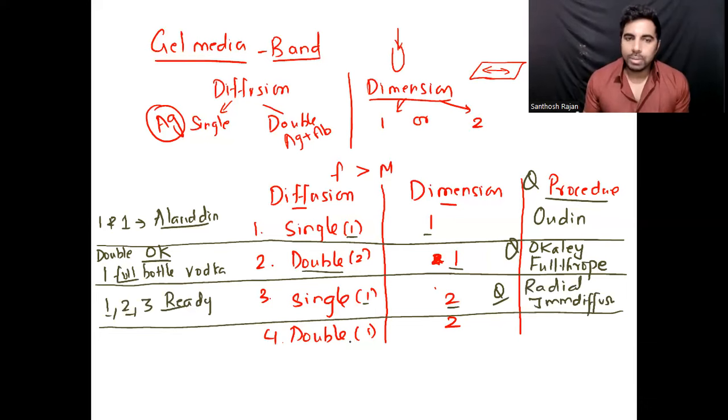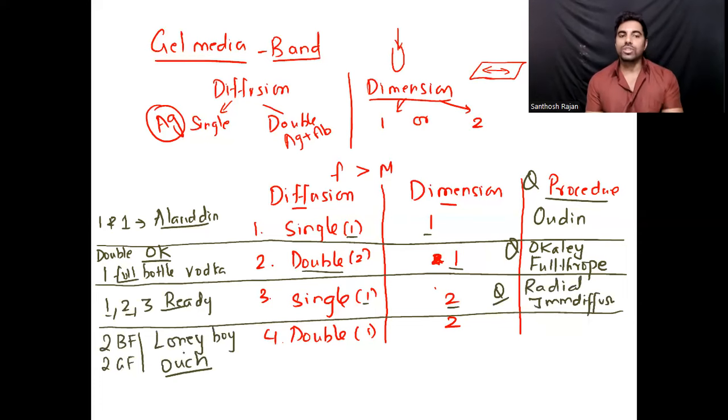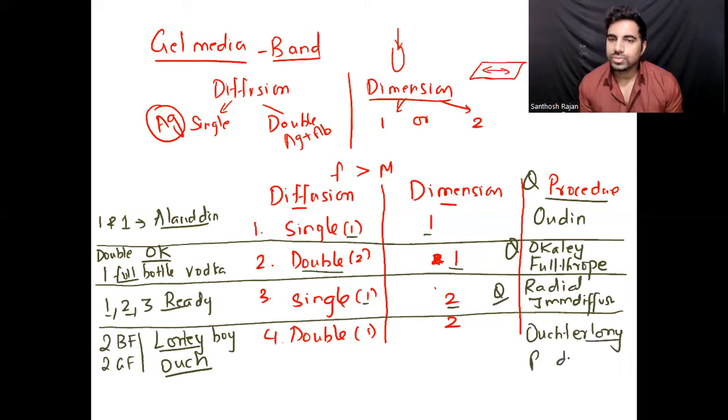Okay. Now, double. You know, let's say when you have two boyfriends, or when you get two girlfriends, you know what a lonely boy would say? A lonely boy or a girl would say, ouch. You know, he would say, ouch, I got two girlfriends or two boyfriends. Okay, that's what a lonely boy will say. A lonely boy would say, ouch. Why ouch and lonely? This is the name: Ouchterlony procedure. Okay, Ouchterlony procedure. That's it.